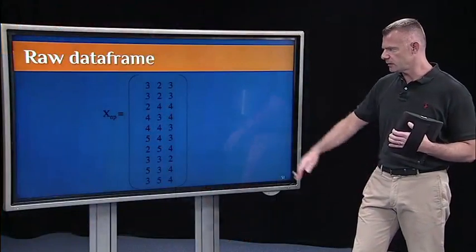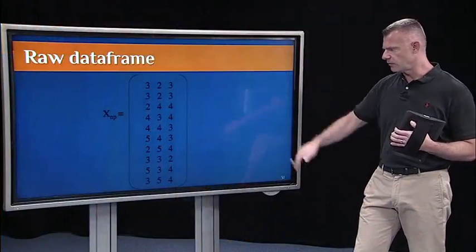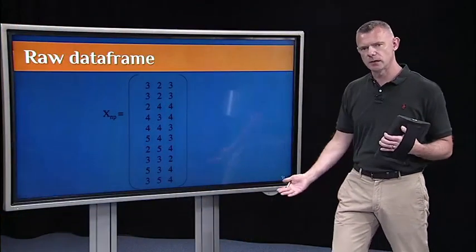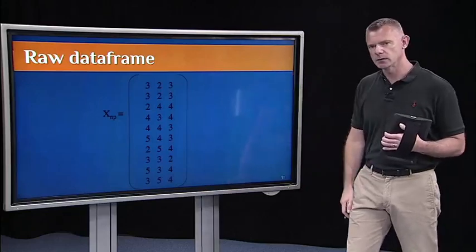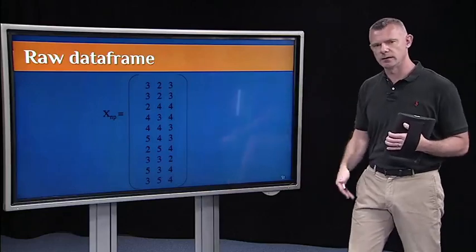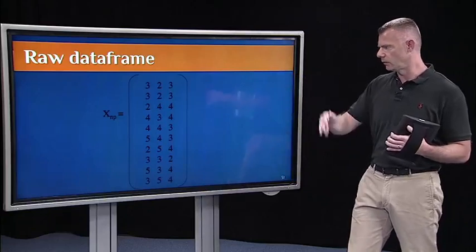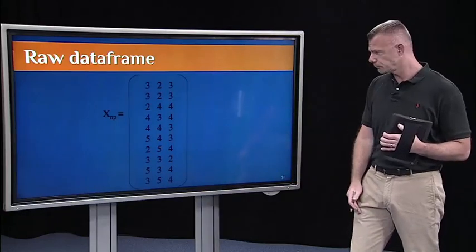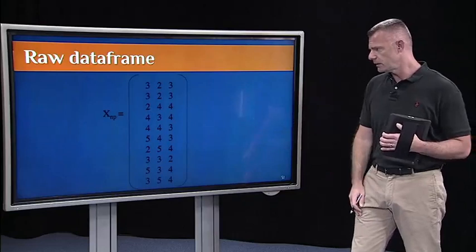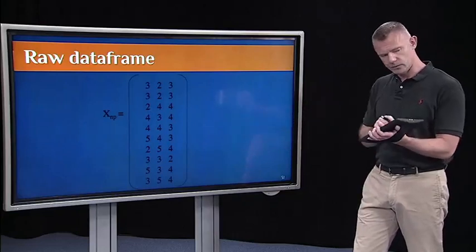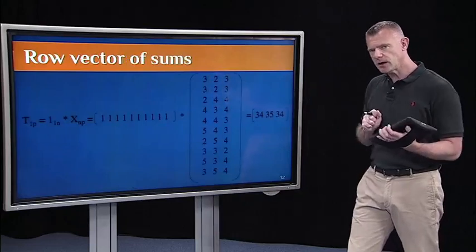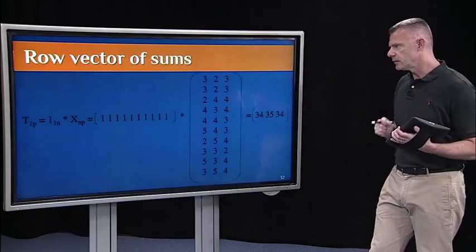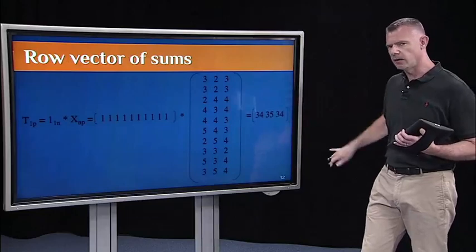So we can think of this as having 10 rows. That's like having 10 subjects in a study measured on 3 variables. And you can imagine these are numbers on like a Likert scale of like 1 to 5 or 1 to 7. So we just have 10 people and 3 variables. The first thing I want to do is sum up those columns.